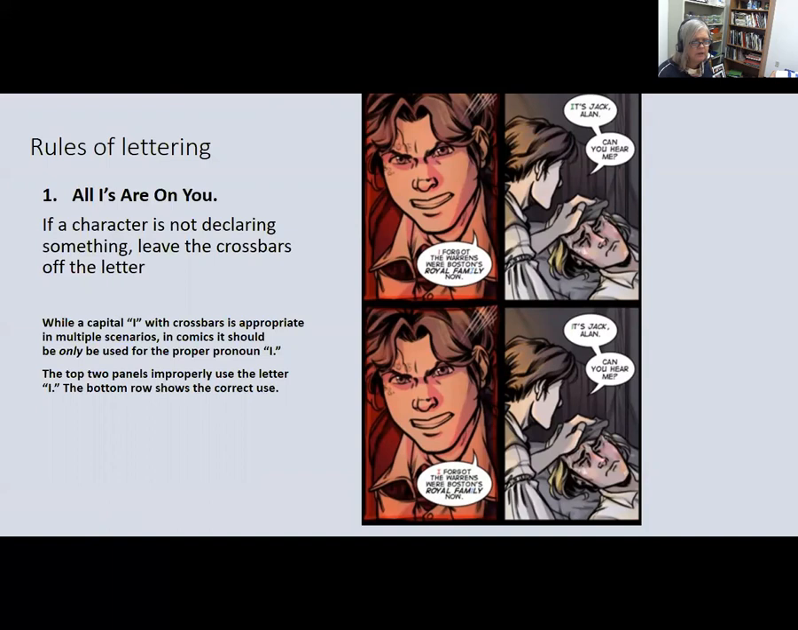If a person is using the pronoun I, then they use the crossbars on the I. So it's not just a line, it's got a line at the top and the bottom. If they're just saying, it's Jack, it's not the pronoun I, you just put a straight line. It's only if it's the pronoun I, and you're declaring something.